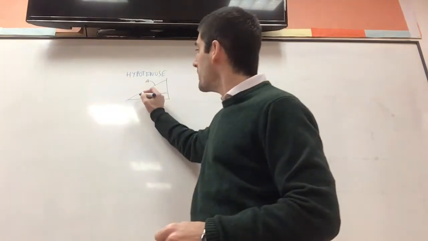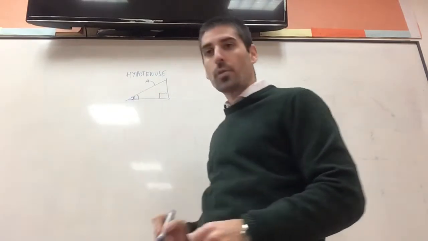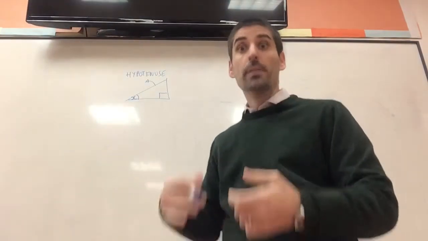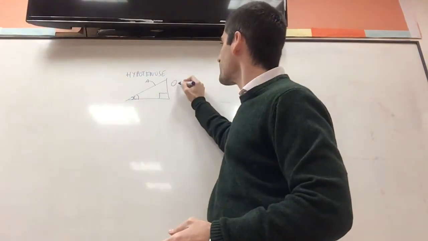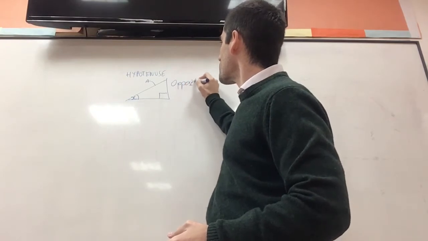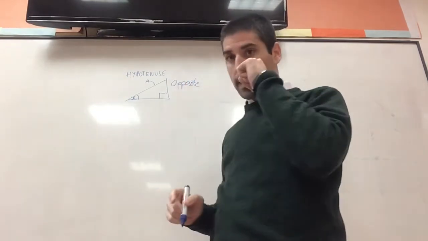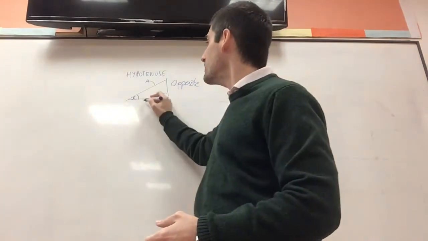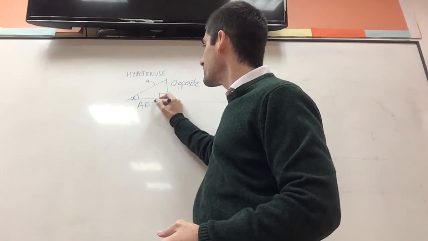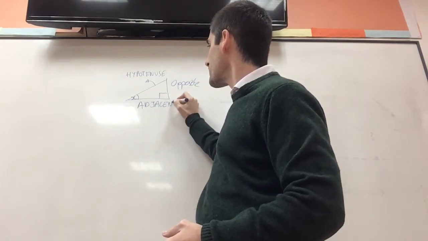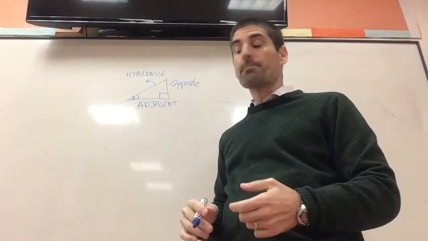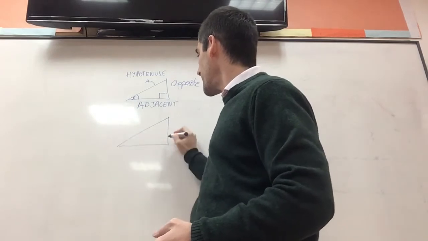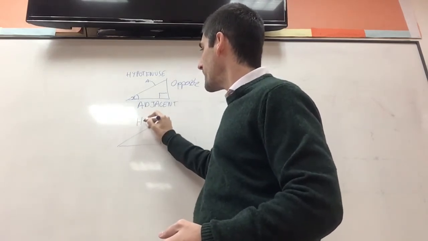So, if I'm looking from angle X, the side opposite the angle is called the opposite side. And the side that is next to the angle is called the adjacent. Adjacent means next to. There we are. However, like I said, you have to be careful with this. For the same angle, this would be the hypotenuse.